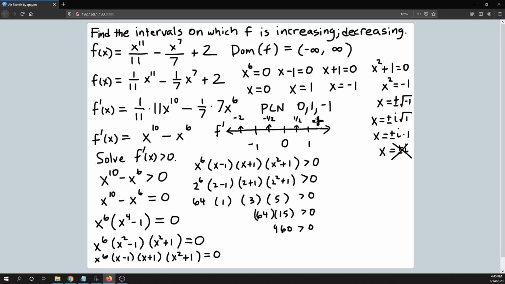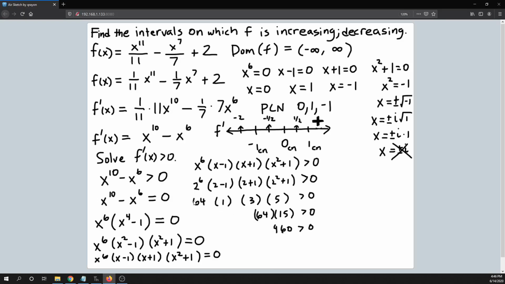Also, one part I forgot to do here on the number line was to identify which of these possible critical numbers are critical numbers. Remember, they have to be in the domain of f, and since the domain of f is all real numbers, all of these are critical numbers. So this is a critical number, this is a critical number, and this is a critical number. Okay, so if you notice here, what I really care about is whether I get a plus or a minus in the derivative, okay?